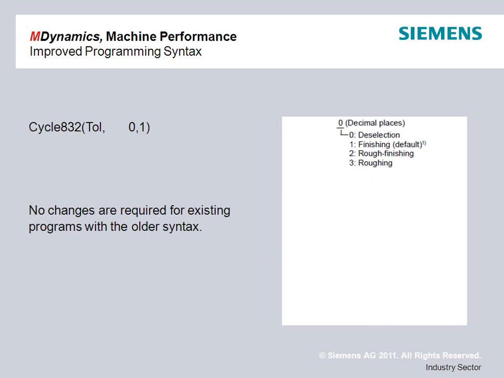With the new cycle 832 call, you'll see that the screen has basically gone blank because most of it's no longer part of the call. All we do now is give it the tolerance, 1 digit for saying do we want finishing, roughing, or semi-finishing settings, and then 1 to say that we're using the new settings. This makes it easier to program because now when you're generating your post-processor, you don't have to think about adding in additional TRAORI calls to put around as a wrapper of your cycle 832 call.